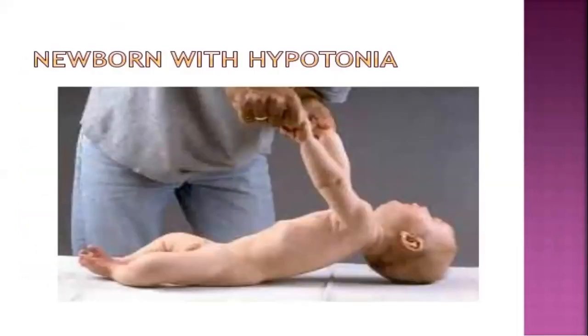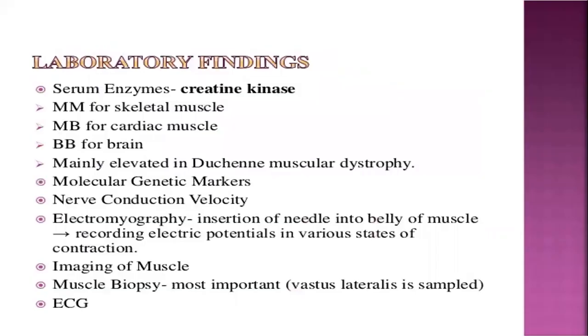A newborn with hypotonia will be somewhat like this. You will grab the hand and pull it up, and you will not be able to hold the neck straight up. Usually a normal child will flex their head in an attempt to rise up from the bed, and at the same time their legs will also flex. Their thighs will flex onto the abdomen.